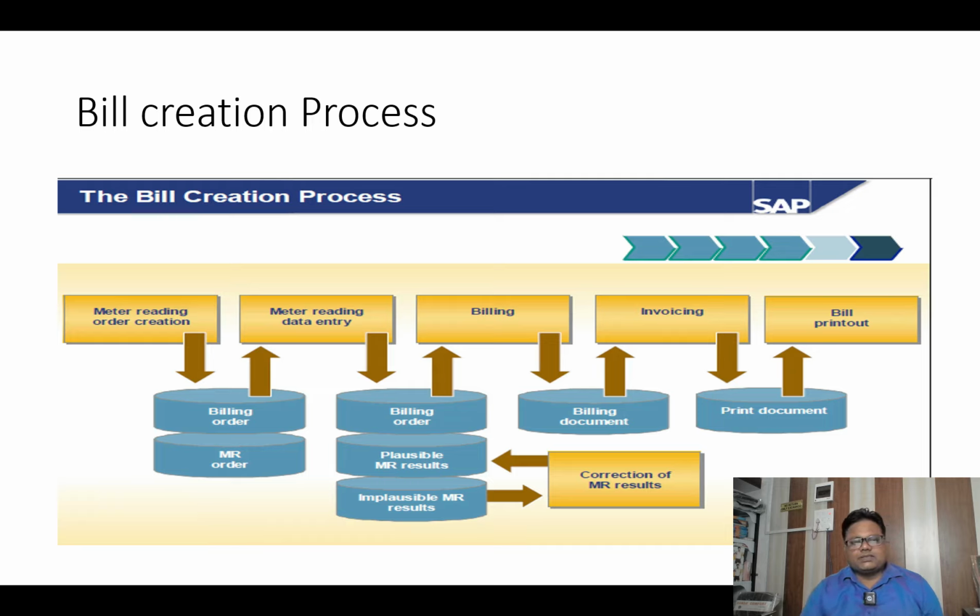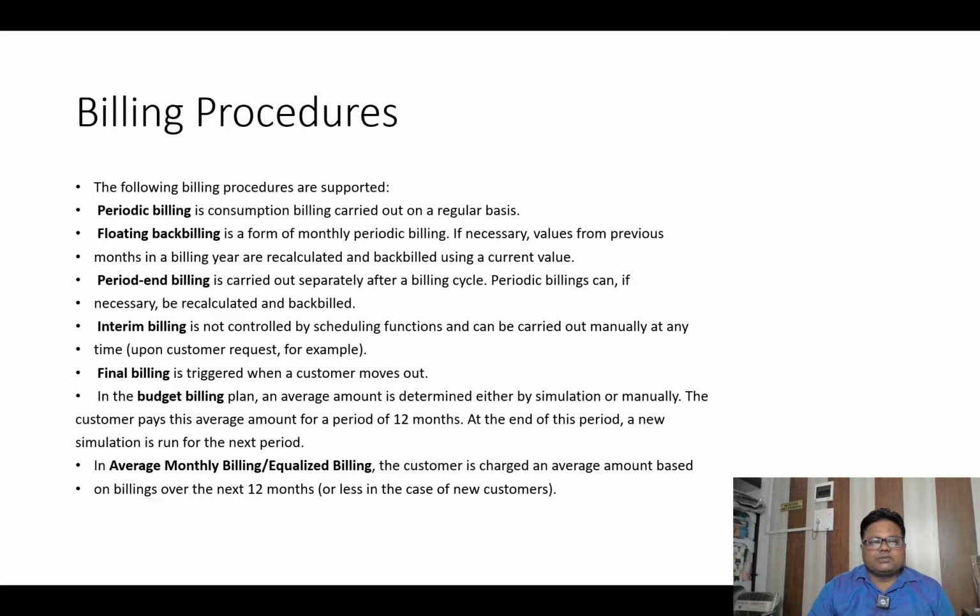And what are the billing procedures? The following billing procedures are supported. Periodic billing is consumption billing carried out on a regular basis. Floating back billing is a form of monthly periodic billing. If necessary, values from previous months in a billing year are recalculated and back billed using the current value. Period end billing is carried out separately after a billing cycle. Periodic billing can, if necessary, be recalculated and back billed.